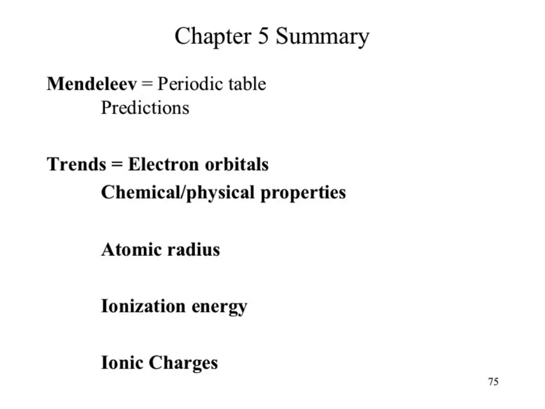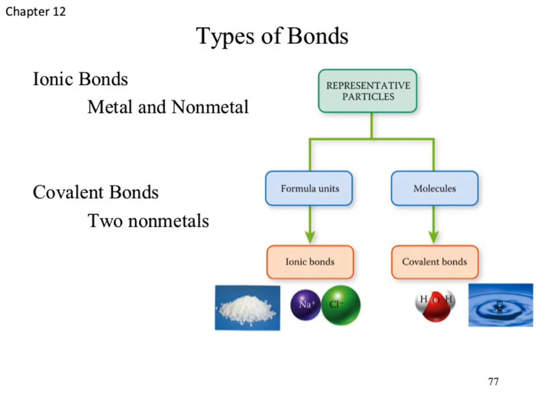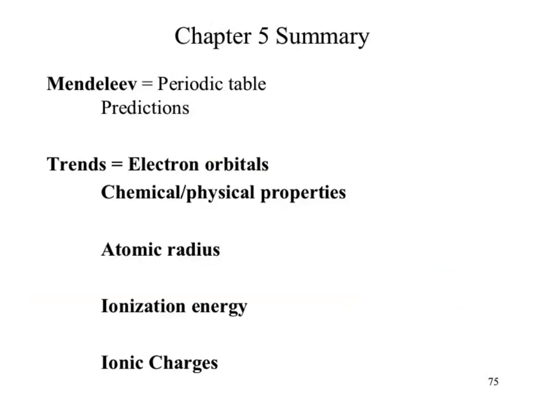Chapter 5, we get Mendeleev with the periodic table, and the biggest part of that is the ability to predict the properties of other elements. That's huge. The trends. We've got electron orbitals. Where are the blocks? Chemical and physical properties. That's ultimately our predictions from Mendeleev. Atomic radius, ionization energy. And ionic charges is one that's kind of floating in there that we will look at here in just a second. Will we look at ionic charges? Let's just say temporarily no. We won't worry about ionic charges.